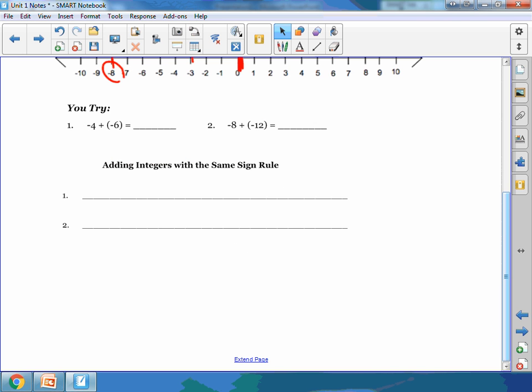All right, so 2 quick questions here. -4 and -6. Add it up. Gives us what? Use that rule described earlier that most of you said you've been comfortable with. Jack, what do you have? -10. -10 is right. How about number 2? Tommy, what do we end up with? -20. Good.